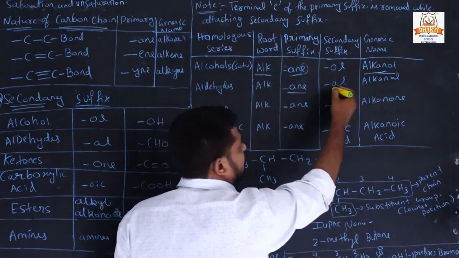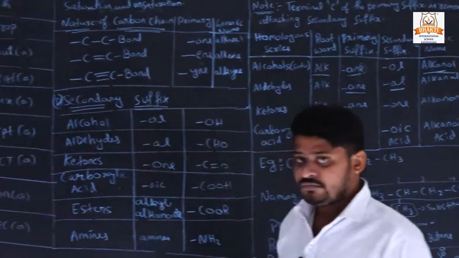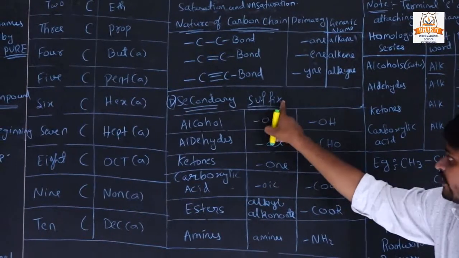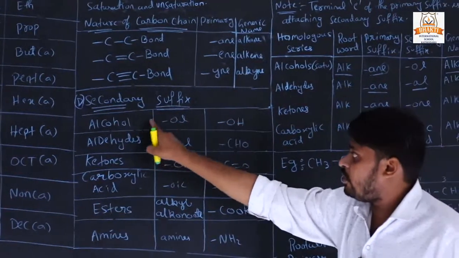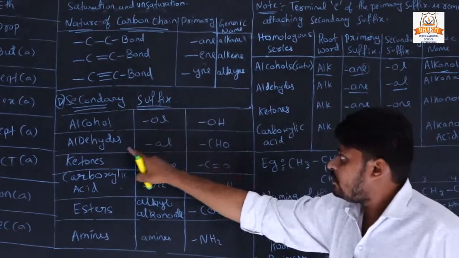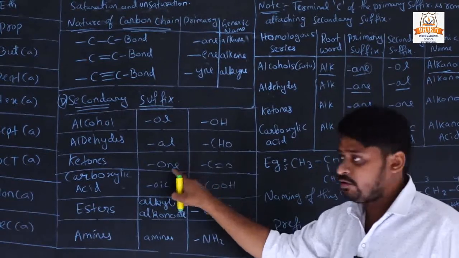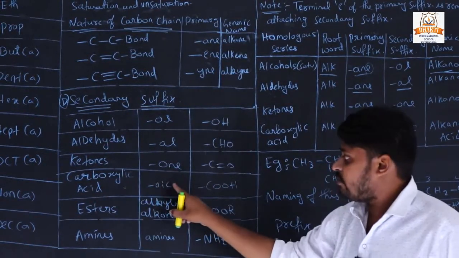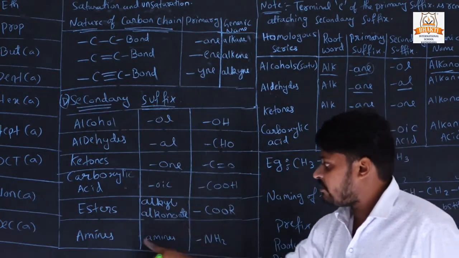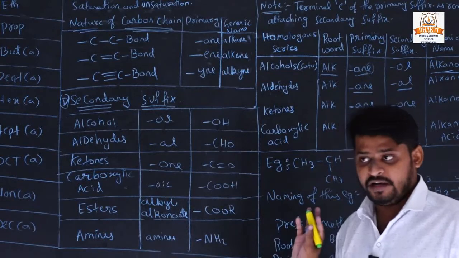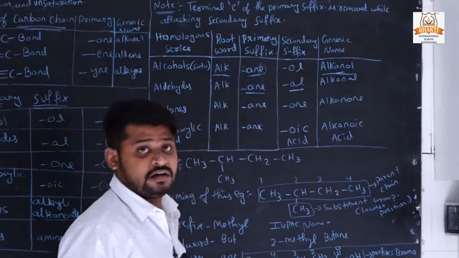We already studied this in our previous video. See here, these are the secondary suffixes. For alcohol, the secondary suffix is ol. For aldehyde, it is al. For ketone, it is one. For carboxylic acid, it is oic. For ester, alkyl alkanoate. For amines, amine. So we will add this secondary suffix and give the name.